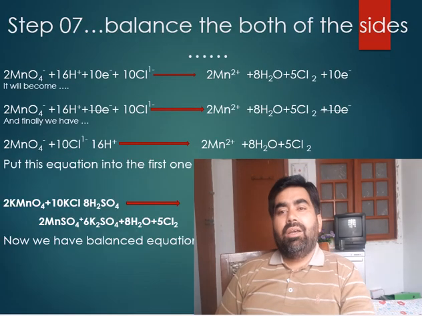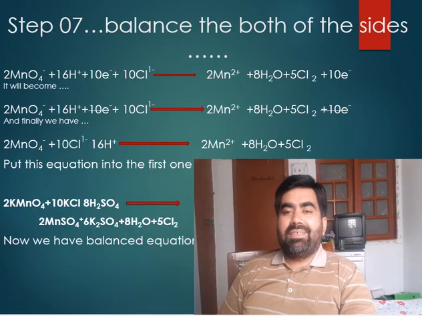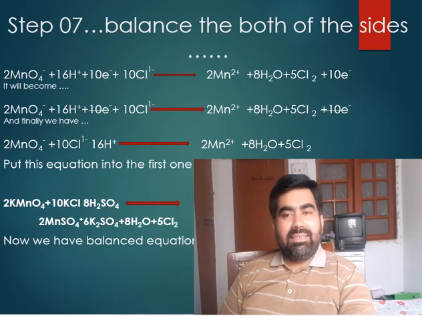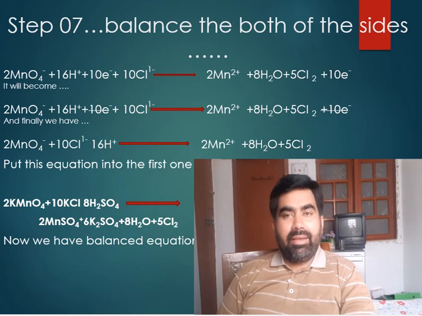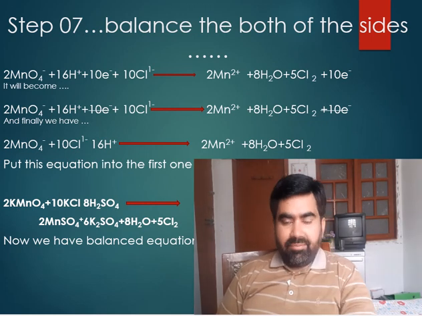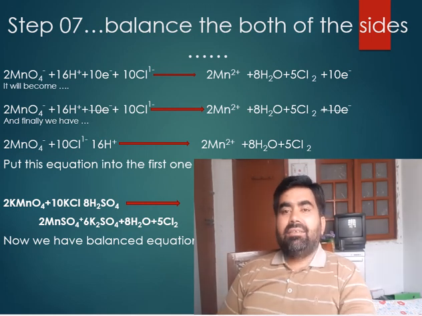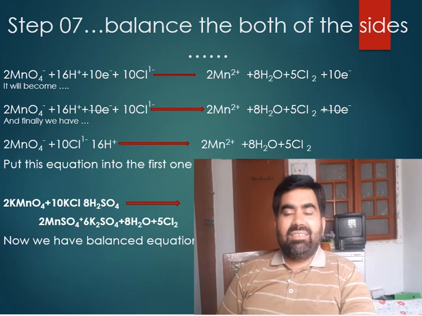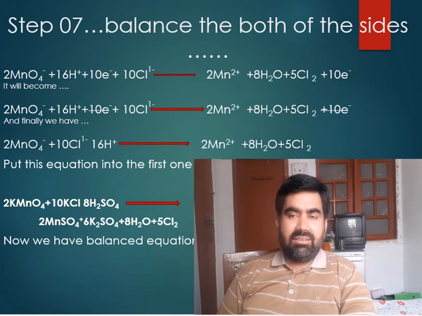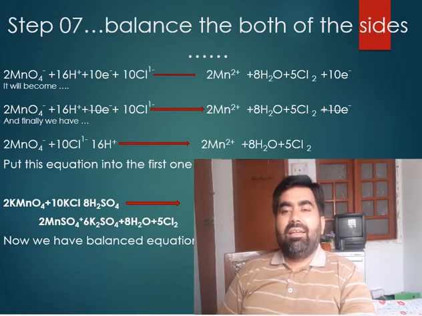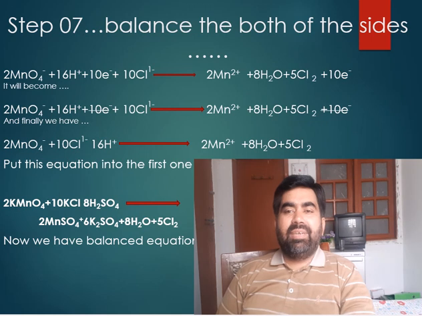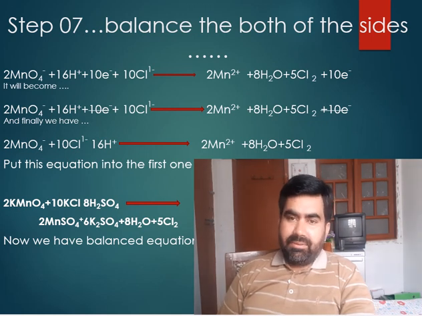Next step. We have to balance both sides by cancelling the same quantities. Here we are observing that the 10 electrons on each side are the same, so we will cancel them. After that, we will have 2 manganese oxide, 10 chlorines, and 16 H plus, and they are going to produce 2 manganese, 8 water molecules and 5 chlorine molecules.